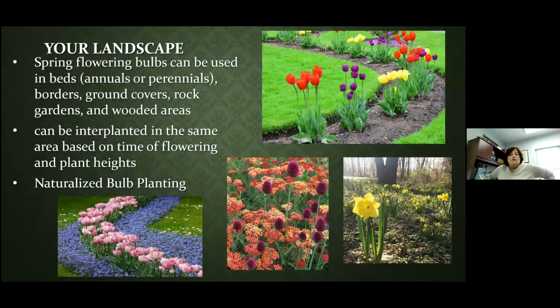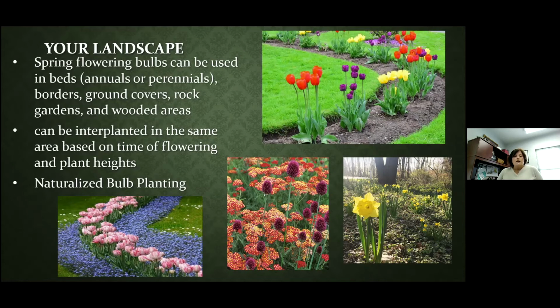You can also interplant your bulbs based on the time of when they're flowering and plant heights. There's a wide variety of heights in bulbs that you can have, and also flowering times. So you could actually have something flowering from very early spring, late winter, say in late February, March, depending on where you are, and then even go all the way up into May, possibly July with some of the alliums. So you could have a big succession of color there with some of your bulb choices.